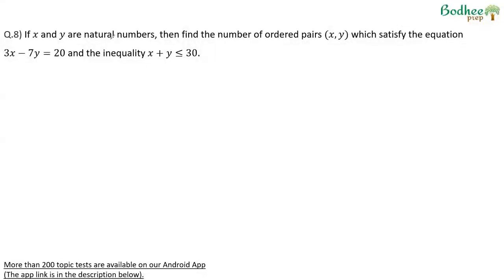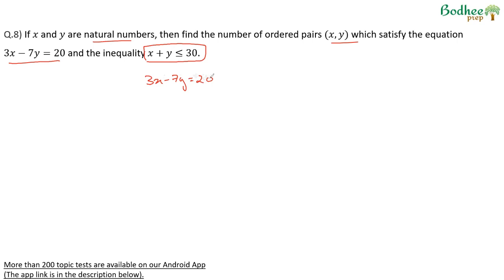x and y are natural numbers. Find the number of ordered pairs xy which satisfy the equation 3x minus 7y is 20 and the inequality x plus y is less than or equal to 30. Now, if we look at the smallest values of x and y, which are natural numbers, positive, and satisfy 3x minus 7y is equal to 20.